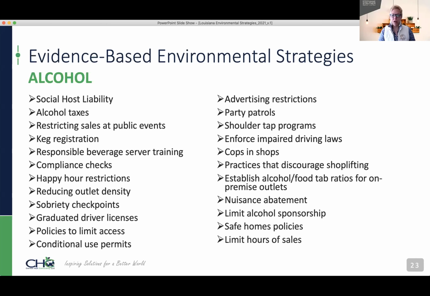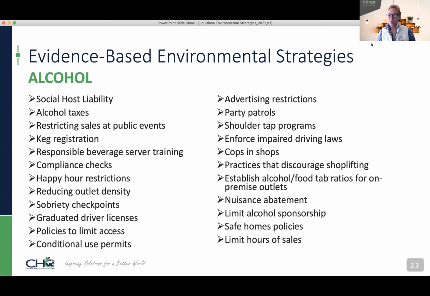Establish alcohol or food tab ratios for on-premise outlets, nuisance abatement, limiting alcohol sponsorship, safe home policies, limiting hours of sales. The list could truly go on and on. We could talk for hours about all the different evidence-based environmental strategies for limiting alcohol access.